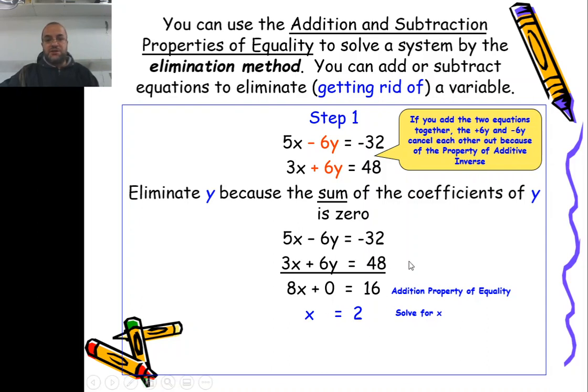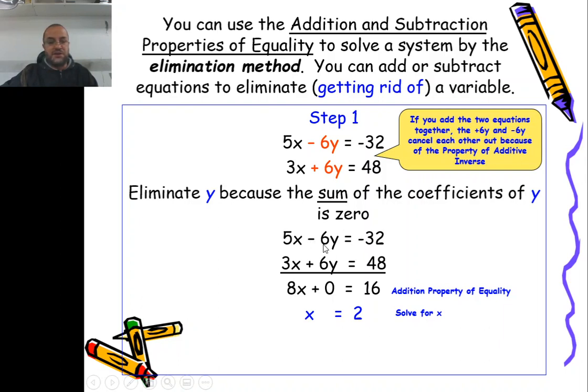For example, let's see this example. 5x minus 6y equals minus 32, and the second equation is 3x plus 6y equals 48. If you add the two equations together, the plus 6y and the minus 6y cancel each other because they are opposite. We say we eliminate y because the sum of the two coefficients of y is 0. This is how we eliminate.